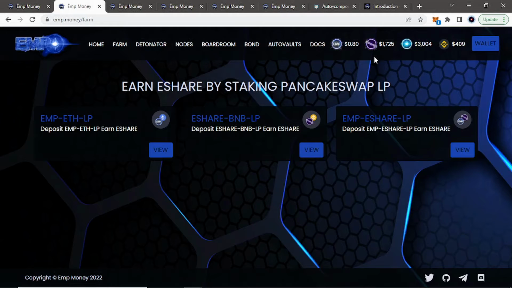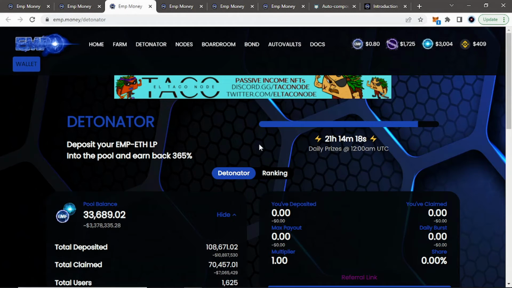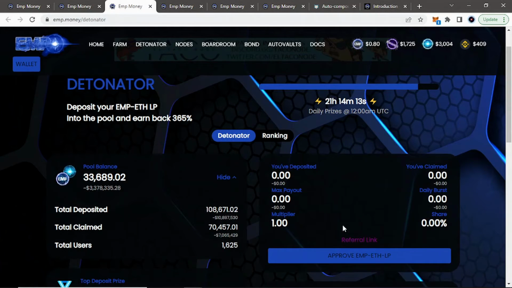And if you ever need to know the price of all the tokens in this ecosystem, you have EMP, their eShare, and the price of Ethereum, and the price of BNB. So go into the detonator. And the cool thing about the detonator is that when you're in the detonator, you can deposit your EMP and Ethereum LP tokens. And when you deposit them, you do lose that money, but you do earn back about 1% a day, making for 365% annually. So you do earn it back.